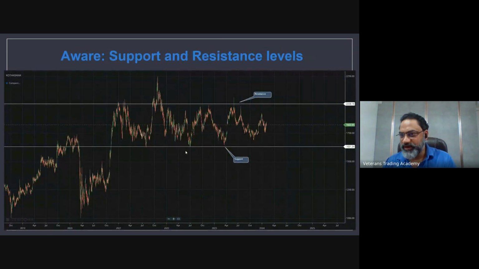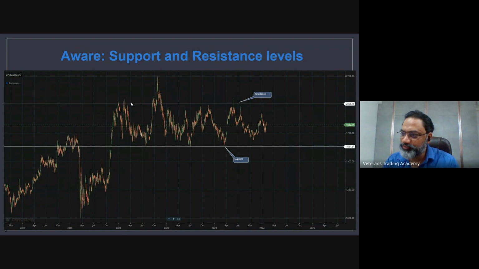So I have put some charts in which there's a clear support and resistance visible. This is a chart of Kotak Bank. It's a daily chart, and it covers the period from 2020 onwards till about right now. As you can see, Kotak Bank is in a range. The low is 1630, and the high is roughly about 2000.